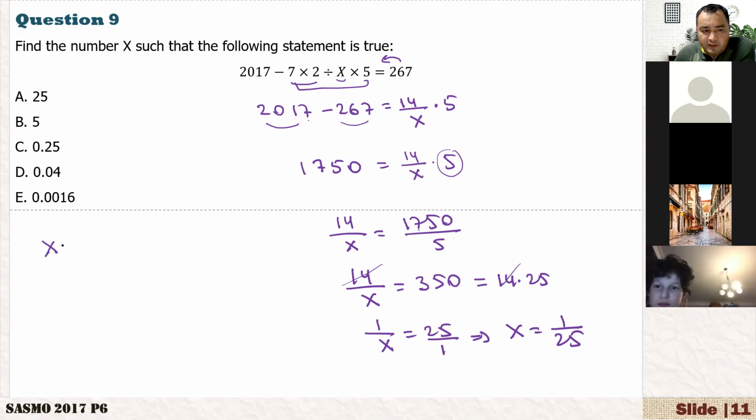Now, x equals 1 over 25, multiplied numerator and denominator by 4. Here we have 4 over 100, which is equal to 0.04. So the answer is D.